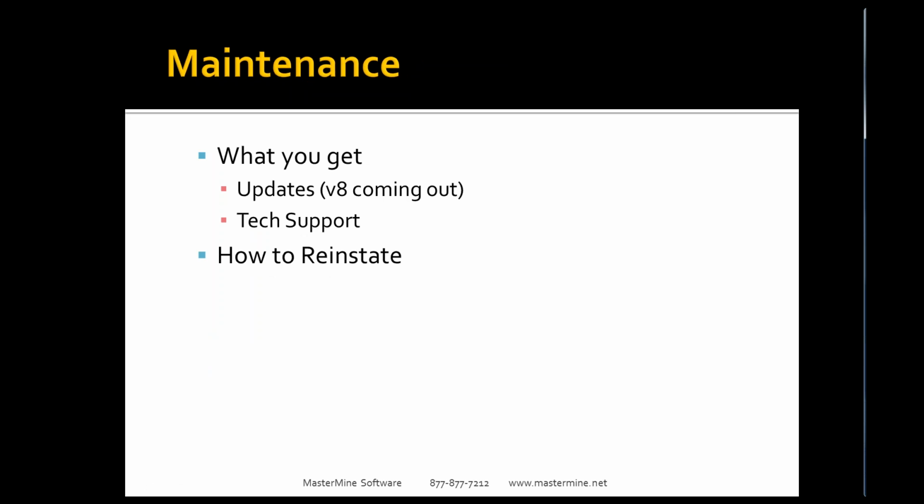Okay, next a quick word about maintenance. What you get with your Mastermind maintenance, because we sometimes get the question, well, doesn't maintenance mean that I can just call you up anytime and have you write reports for me? Not exactly. Our maintenance and support covers the software itself. Actually, that says V8 coming out. It's actually V9 that'll be coming out soon. Just as an example, so version 9 of Mastermind should be out pretty soon, and if you're current on Mastermind maintenance, you will get that for no additional cost.